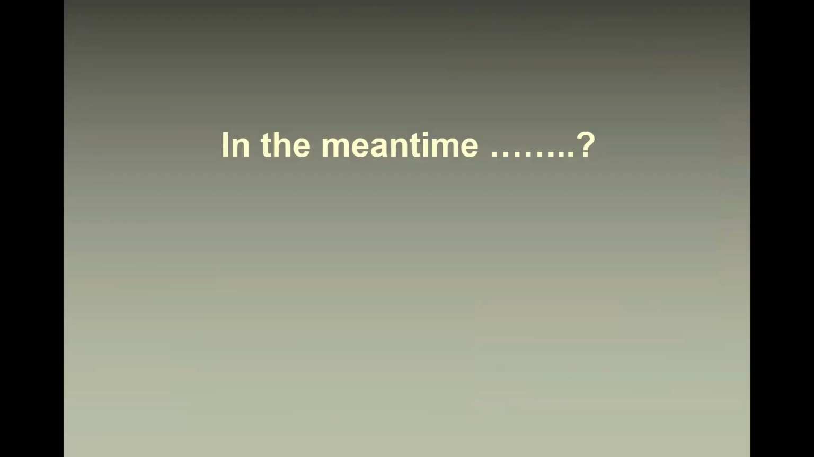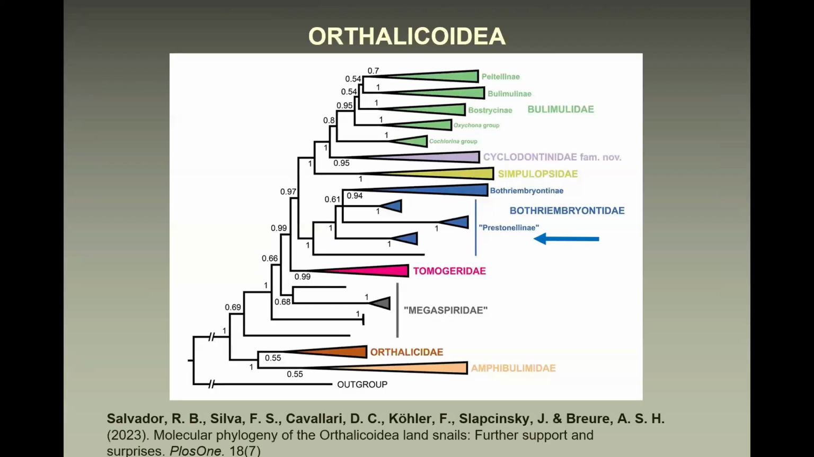Just finishing off, in the meantime, this was all done 20 years ago. Our studies on where Prestonella fits into the picture, and we came out with the answer Bulimulidae. Well, it's no longer in the Bulimulidae. This group has been studied much more extensively now, and the superfamily that the Bulimulidae belongs to, the Orthalicoidea here, has been divided up much more finely, and the Bulimulidae has been restricted to a purely South American lineage here.